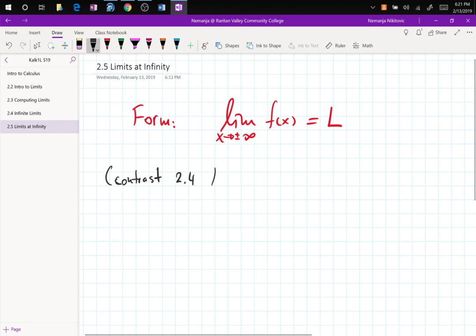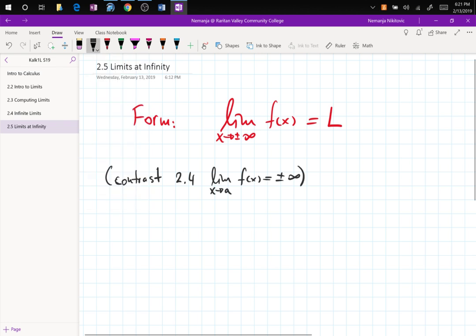Contrast this with 2.4, the limit as x goes to a of f of x giving me positive or negative infinity. In the previous lecture, the answer was infinity. In this lecture, the input is infinity. Now, you might be saying, wait, hold on, what does that mean? Well, in certain cases, for certain functions, if your x is allowed to grow to infinity, the y value might settle to a number. And we'll see many examples and applications later.